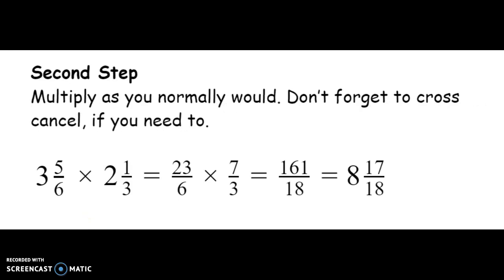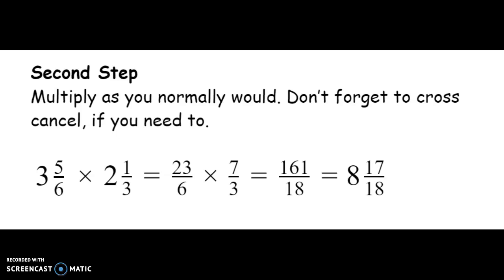Our second step is to multiply as we normally would, not forgetting to cross cancel and reduce if we need to. Last week, sometimes I saw you all just giving me an improper fraction as your answer and not changing it back into a mixed numeral as your final answer. So make sure that you do that. The other thing I noticed last week was that you did not cross cancel. Always remember to cross cancel to make your reducing easier at the end.